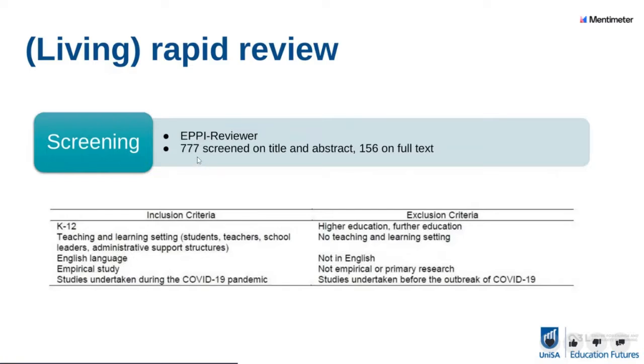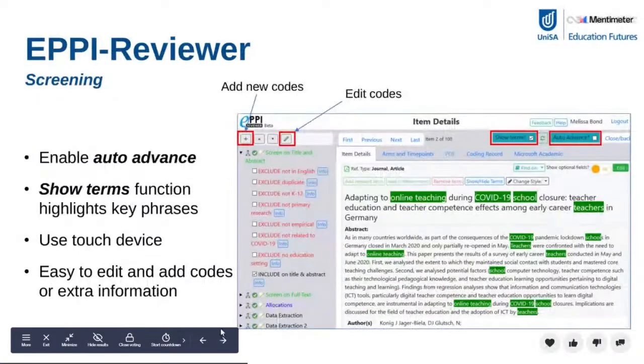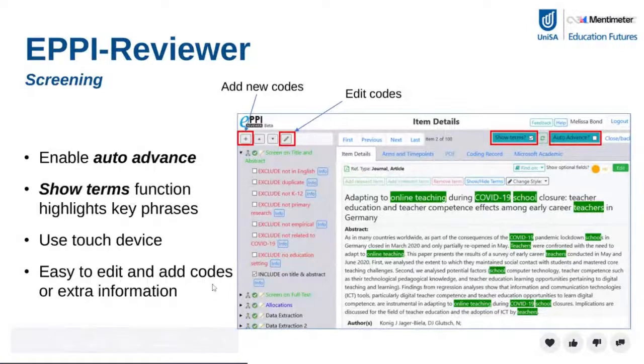Now I screened 777 on title and abstract, and this was just me. And I used EPPI-Reviewer to be able to do that. And then I ended up screening 156 on full text, which sounds like a lot, but when you really know exactly what you're looking for, it's not such an overwhelming thing.